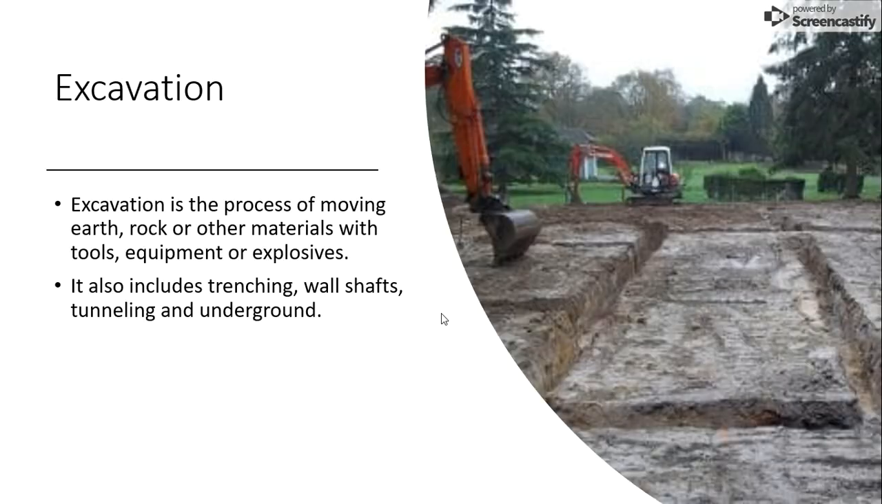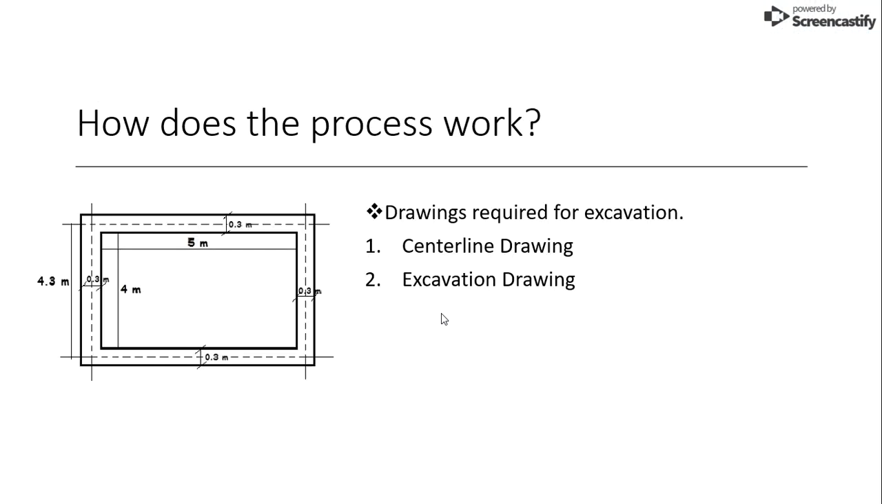Excavation is the process of moving earth and rock or any other material with tools or equipment. It includes trenching and tunneling underground. So how does this process work? First we need the drawings, like the centerline drawing. Here is the centerline and excavation drawing, the dark line which shows the excavation path.